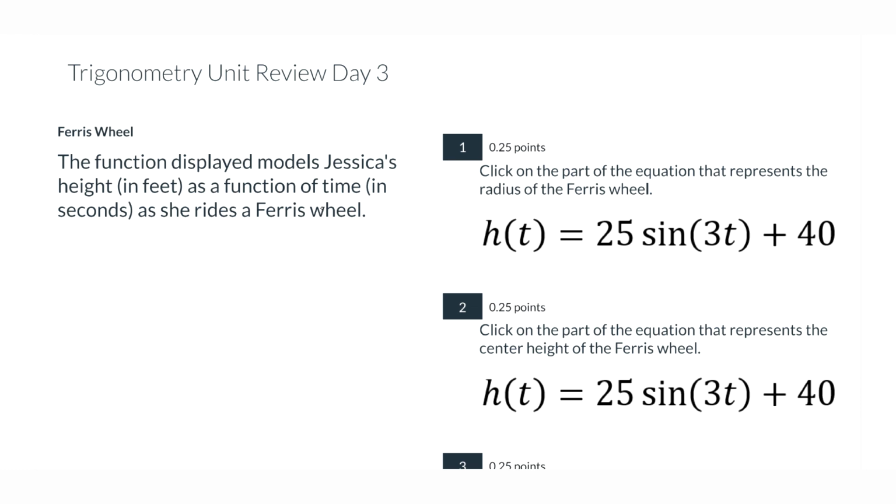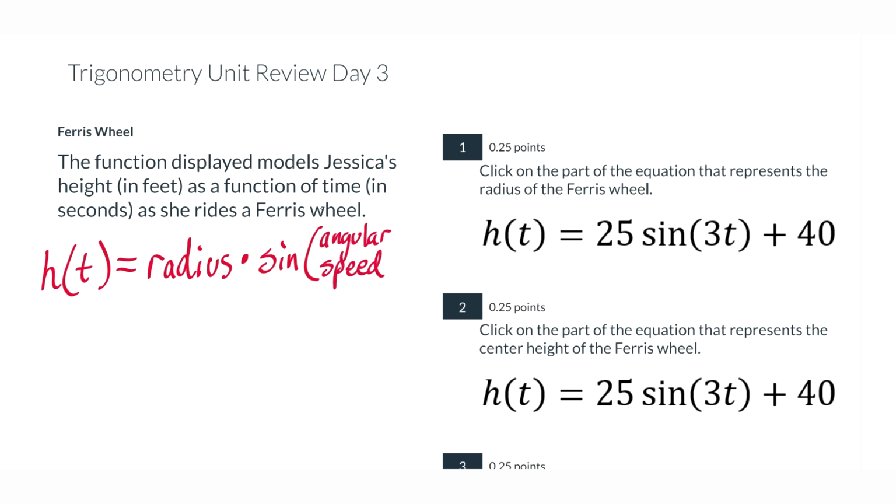And off to the side here, I'm going to remind you how we discussed the height of a rider using the sine function as a model. In general, we would say that the radius of the Ferris wheel would determine the amplitude of the sine function, so radius times sine of the angular speed times t plus the center height of the Ferris wheel. So in a real-world modeling context, we don't call them amplitude, frequency, and midline because these values actually mean something now. So for number one, it says click on the part of the equation that represents the radius.